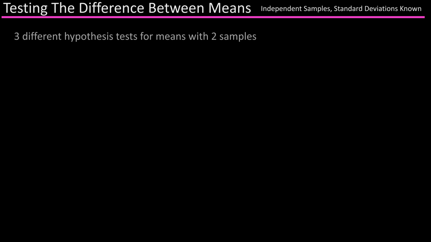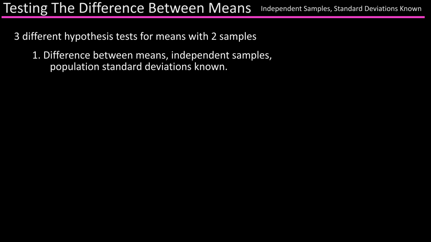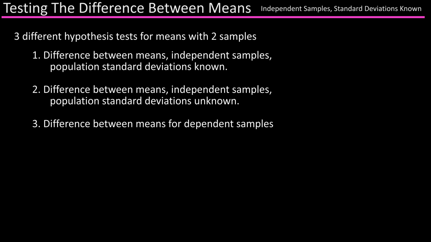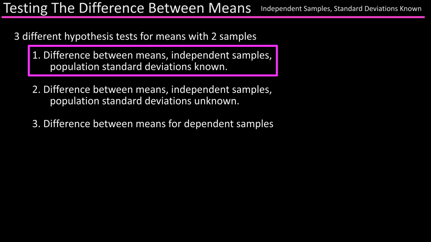Typically there are three different scenarios for hypothesis testing with two samples. The difference between means, independent samples, and population standard deviations, sigma 1 and sigma 2, are known. The difference between means, independent samples, and population standard deviations, sigma 1 and sigma 2, are unknown. And the difference between means for dependent samples. In the rest of this video, we're going to cover testing the difference between means, independent samples, and population standard deviations are known. And I'll cover the other two scenarios in future videos.